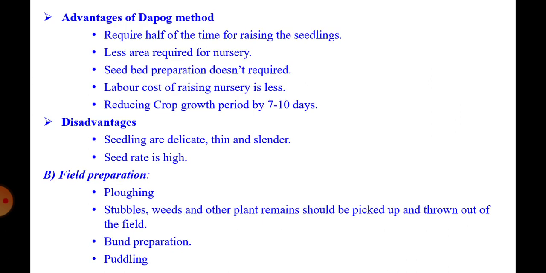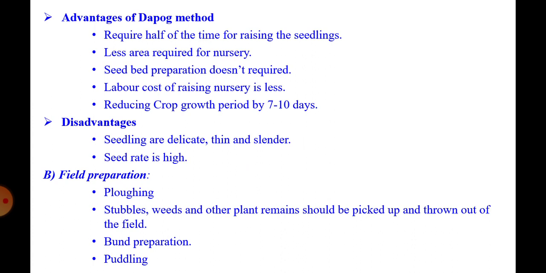Now we will see the advantages of this dapog method. It requires half of the time for raising the seedling. Even the area required for the nursery is less. Seedbed preparation is not required. Labor cost of raising the nursery is very less as compared to other methods, reducing the crop growth period by 7 to 10 days. There are some disadvantages also of this dapog method. Seedlings are very delicate, thin and slender, and the seed rate is high in this case.